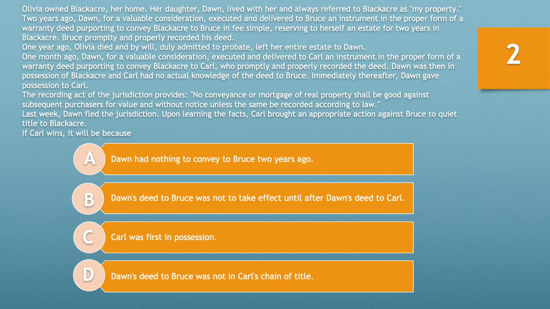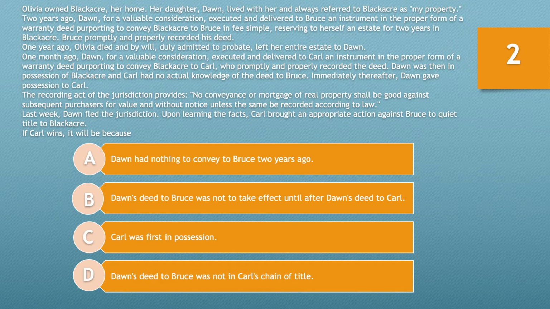Question number 2. Olivia owned Blackacre, her home. Her daughter, Dawn, lived with her and always referred to Blackacre as my property. 2 years ago, Dawn, for a valuable consideration, executed and delivered to Bruce an instrument in the proper form of a warranty deed purporting to convey Blackacre to Bruce in fee simple, reserving to herself an estate for 2 years in Blackacre.